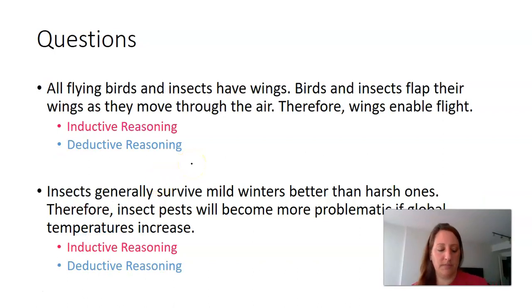Here's another question. All flying birds and insects have wings. Birds and insects flap their wings as they move through the air. Therefore, wings enable flight. Is this an example of inductive reasoning or deductive reasoning?